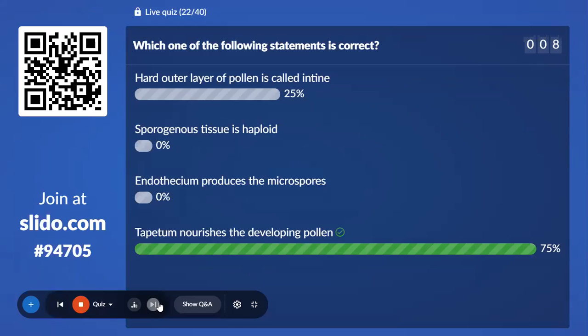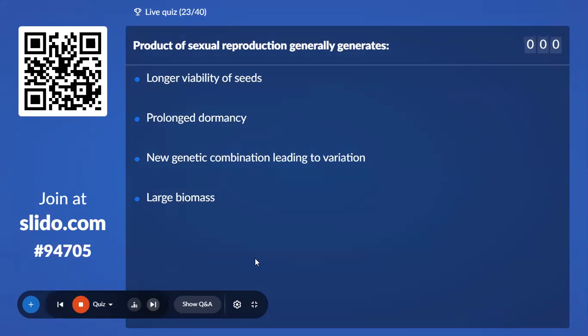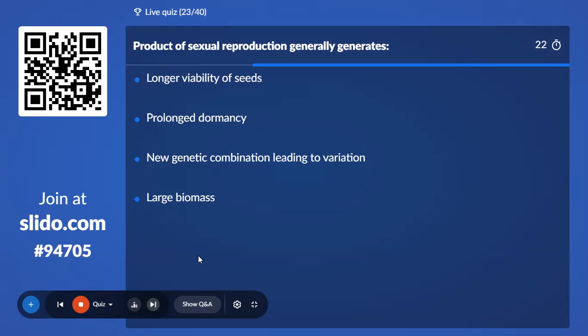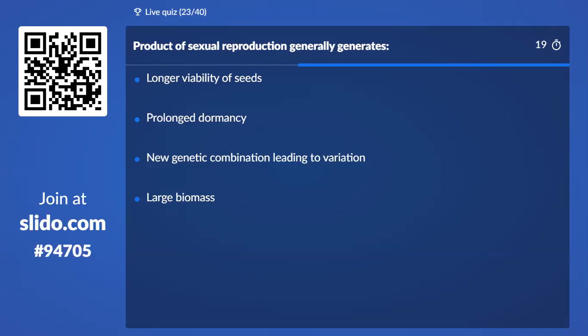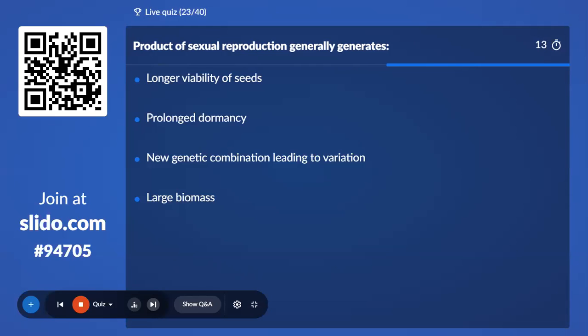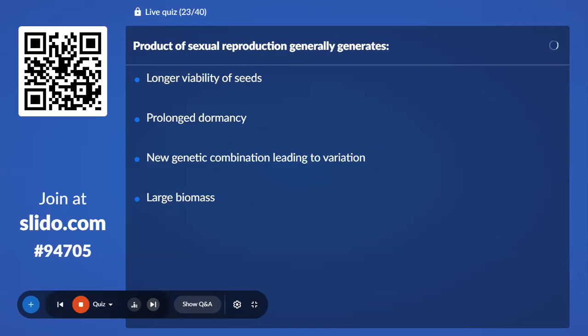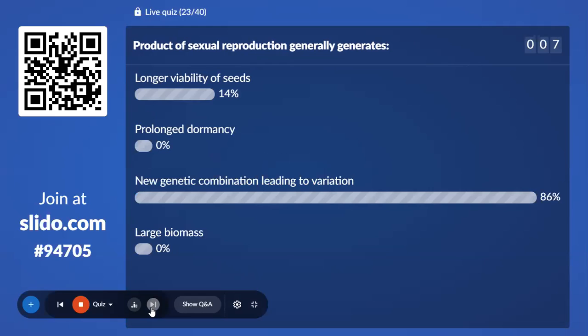23rd question on the screen. Product of sexual reproduction generally generates: option A, longer viability of seeds; option B, prolonged dormancy; option C, new genetic recombination leading to variation; and option D, large biomass. 86% with option C, and it is the correct answer.